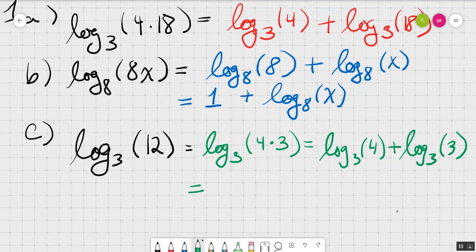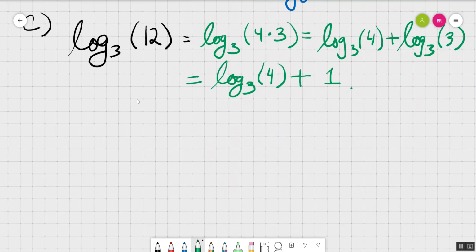And we know the log base 3 of 3 is 1. So this will end up being the log base 3 of 4 plus the log base 3... Oh no, wait, I'm doing the log. If I ask myself what power of 3 gives me 3, just the first power. So plus 1. So that's our first set where we're using the first rule.